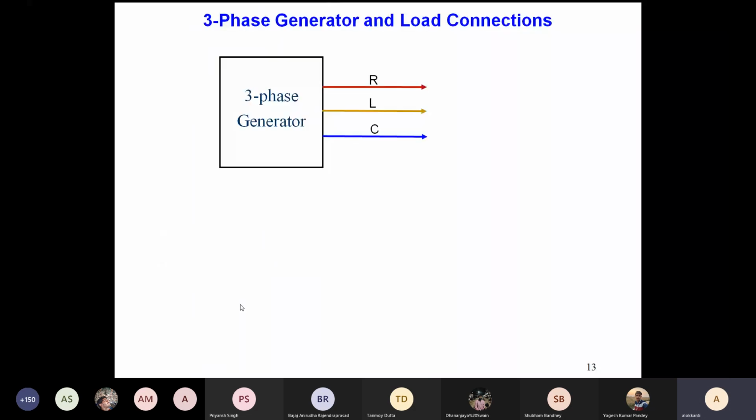So now if there are three-phase generators, three-phase generator and load. So in general, this is basically the generator. I already showed in my earlier thing that there is a generator, and from the generator basically three wires come out.